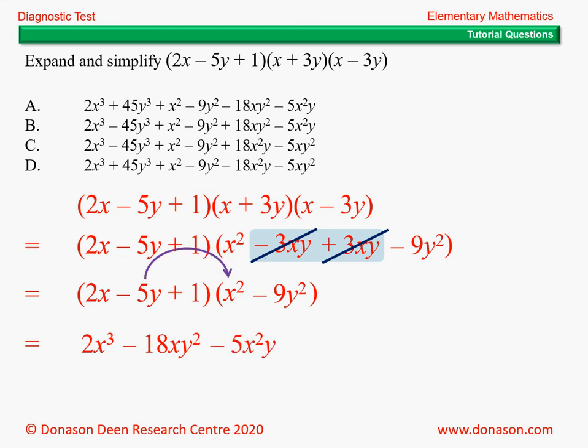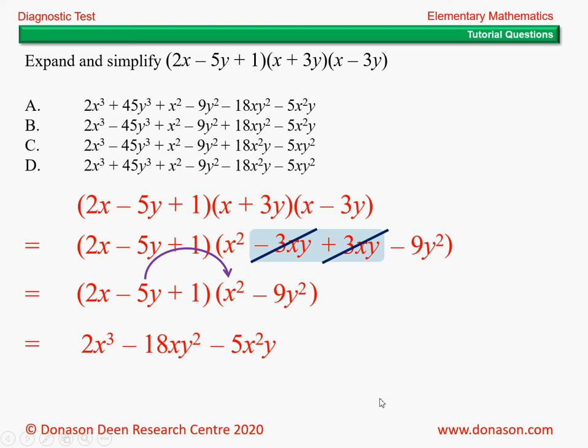Now we're going to go for the minus 5y times x squared. This is negative, this is positive. Negative times positive is negative, of course. 5 times y times x squared. Of course, we will write in alphabetical order. So we're going to write the x squared first and then followed by y. So minus 5x squared y.